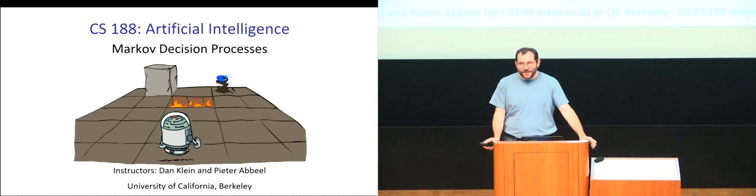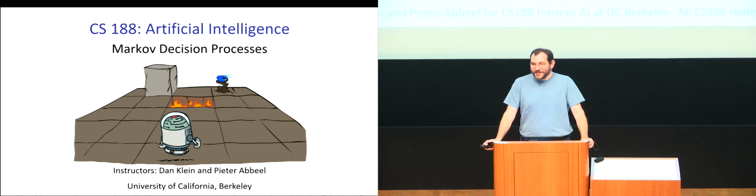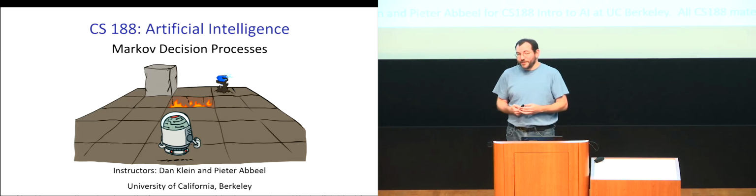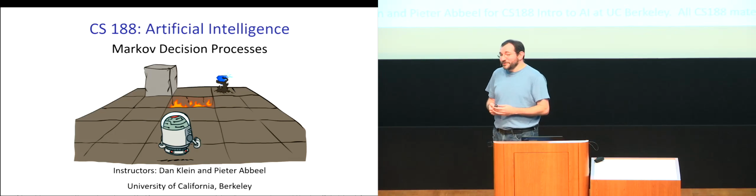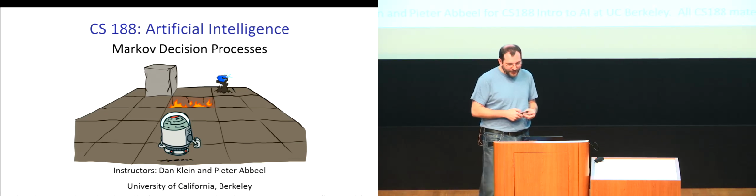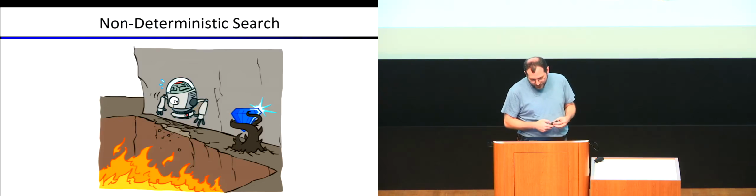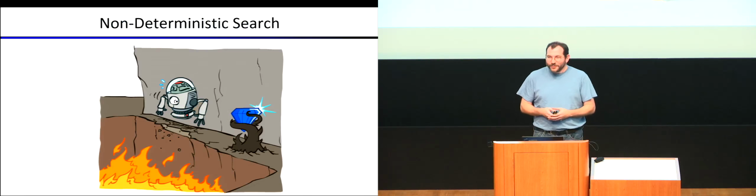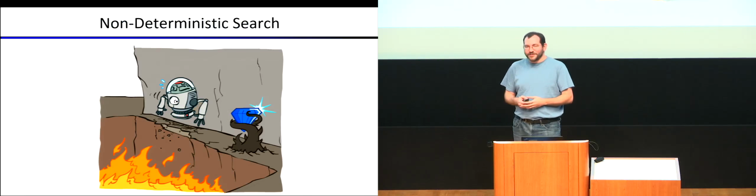Okay, today we're going to talk about Markov decision processes, which are a generalization of search problems where you're not entirely sure what your actions are going to do until you try them. So why would we consider a kind of non-deterministic search, right?